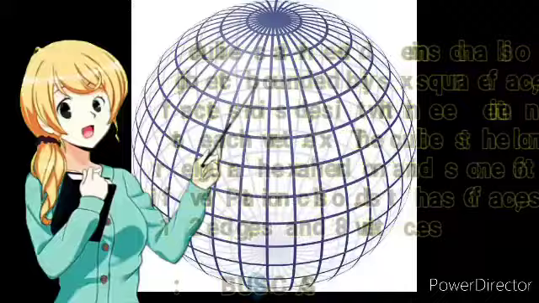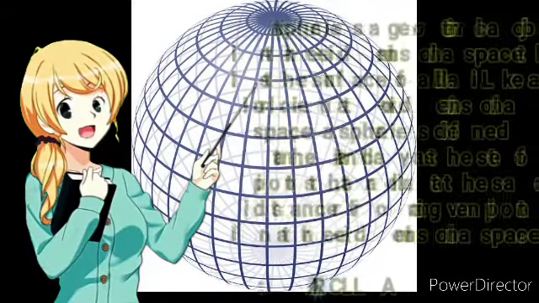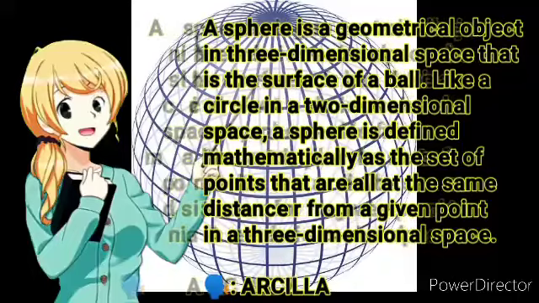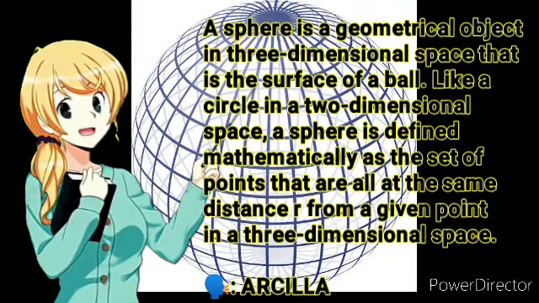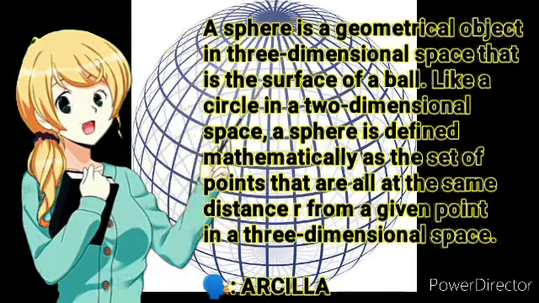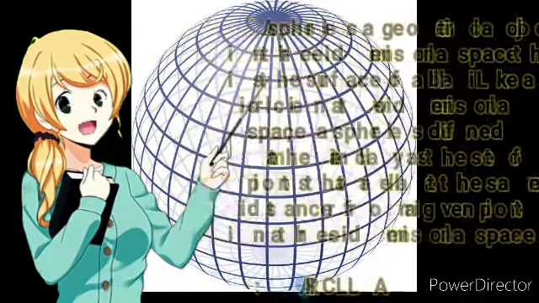Now, we will talk about the sphere. Do you know what a sphere is? A sphere is a geometrical object in 3-dimensional space that is the surface of a ball. Like a circle in 2-dimensional space, a sphere is defined mathematically as the set of points that are all at the same distance from a given point in a 3-dimensional space.